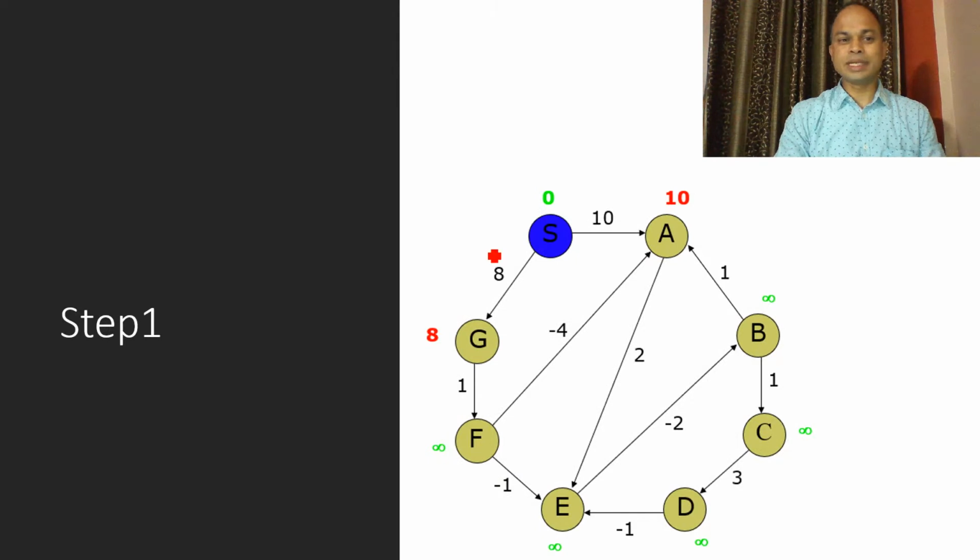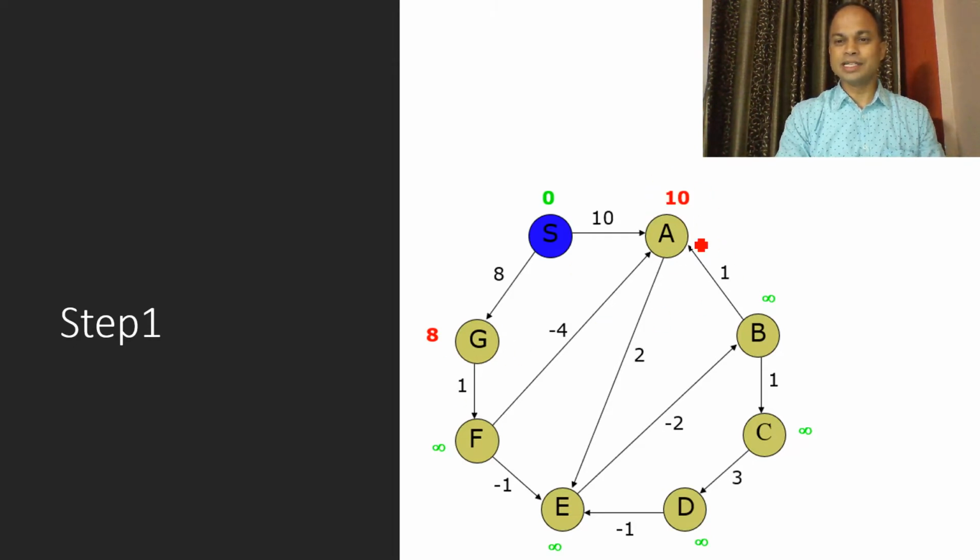If we talk about step 1, in step 1, node S exchanges the information with its neighbor nodes. Neighbors are A and G. Therefore, distance from S to A is 10. We have marked 10 in red color, and S to G distance is 8. We have used red color. Red color means now we have to work on the adjacent nodes. We have to work on A and G.